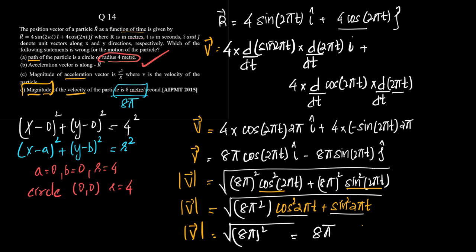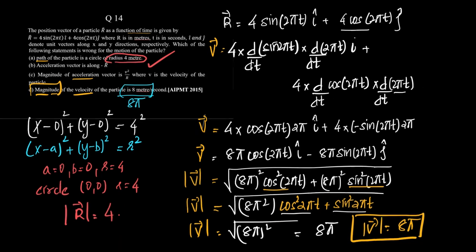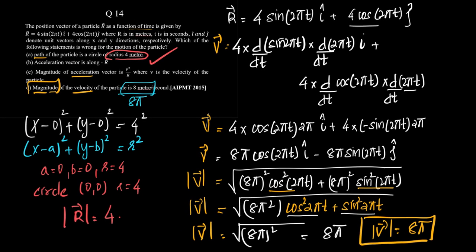So what is the magnitude of v? Magnitude of v is equal to 8 pi. And here, what is the magnitude of r? Magnitude of r here is equal to 4. Okay. So the magnitude of v is 8 pi, and therefore we discussed option D in detail.